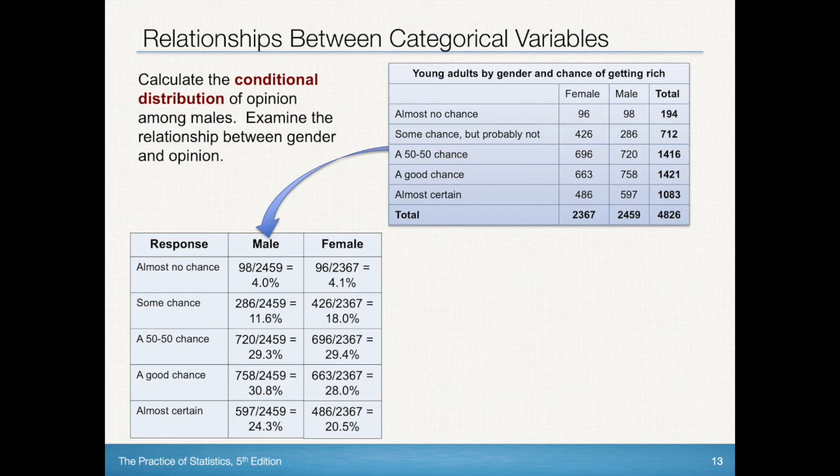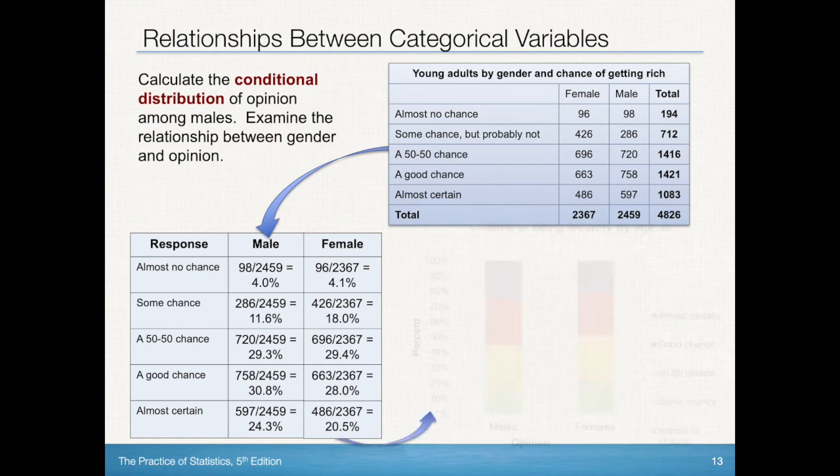And notice again that when we calculate the percentages, we're taking the total of people who are female that said there's almost no chance at getting rich, divided by the total of all females in the study. So in this case, we're not using the total number of people in the study. We're only using the total of the specific category that we are actually interested in.